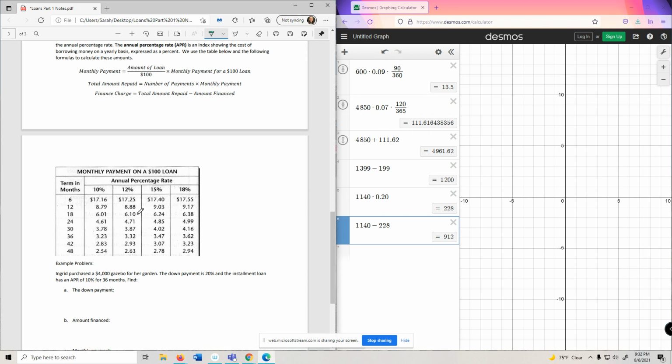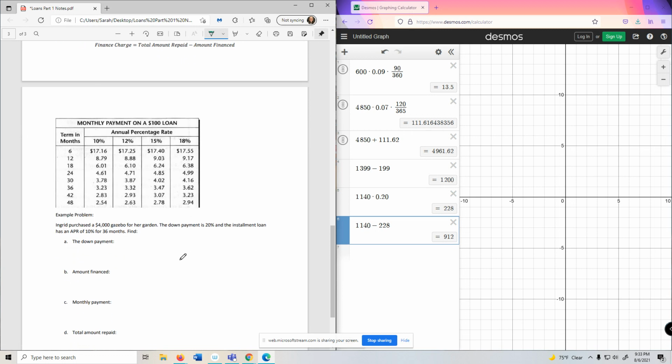The next concept we're going to talk a little bit about is annual percentage rate. In order to calculate these annual percentage rates, we'll need to use this table of the monthly payment on a $100 loan. So we'll be using this table in different ways. Let's dive right into the example. Ingrid purchased a $4,000 gazebo for her garden. The down payment is 20%, and the installment loan has an APR of 10% for 36 months. Then we're going to find lots of things related to that.